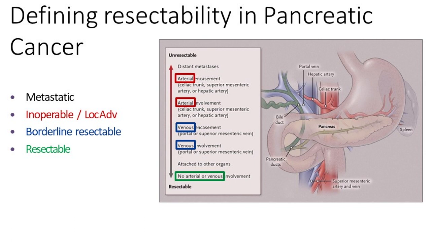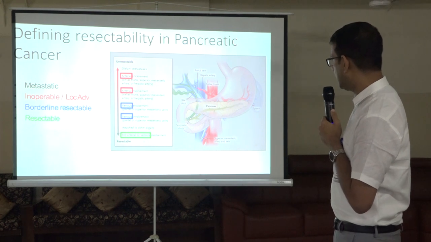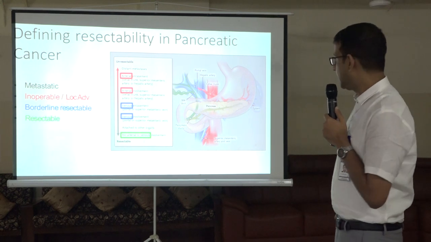Now the outcome in this disease, of whatever patients you're going to cure, is entirely dependent on whether you can resect it completely, right? And whether you can resect it completely or not depends on where the tumor is sitting and what it is infiltrating. And if you see the anatomy of this, you have your arteries, the celiac trunk, the superior mesenteric artery, and then you have your veins, which is again the portal vein and the superior mesenteric vein. And then if the tumor is distal, maybe then you also have the aorta.